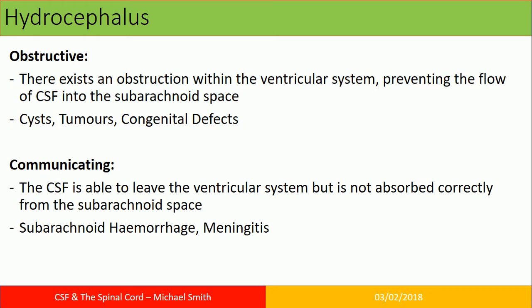We also have our communicating hydrocephalus, and this is where the CSF is able to get into the subarachnoid space, but from there it's not absorbed properly by these arachnoid granulations. So this can be caused by things like a subarachnoid hemorrhage or by meningitis, which cause problems in the arachnoid mater and therefore mean that there isn't good absorption of the CSF.